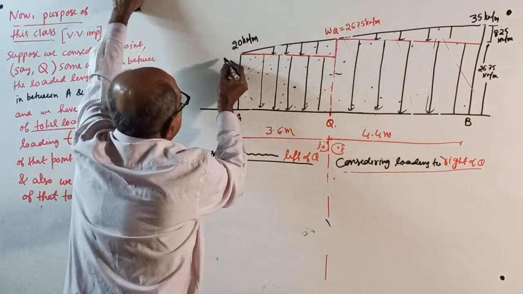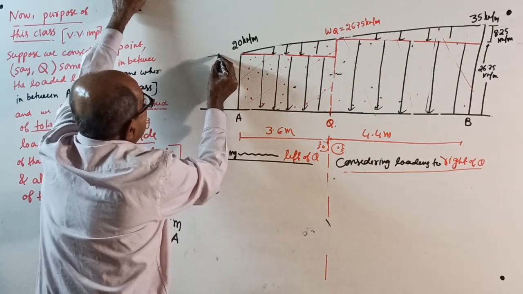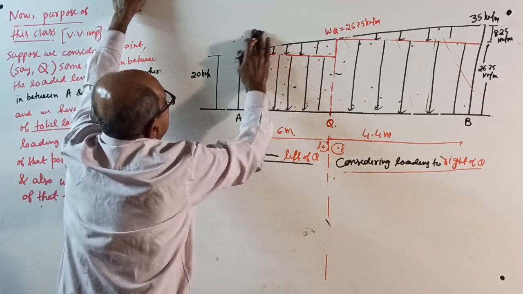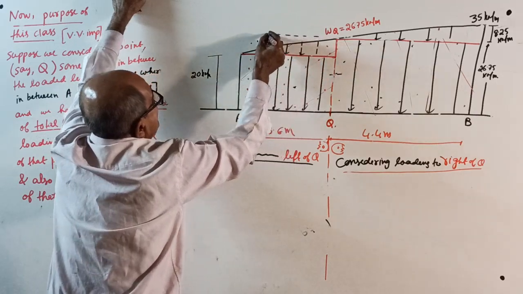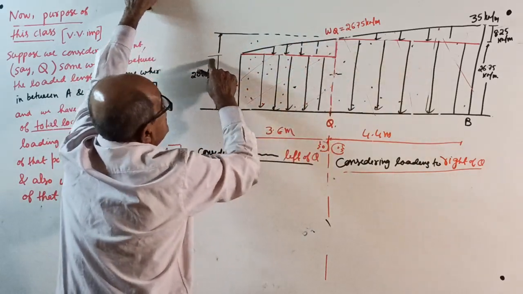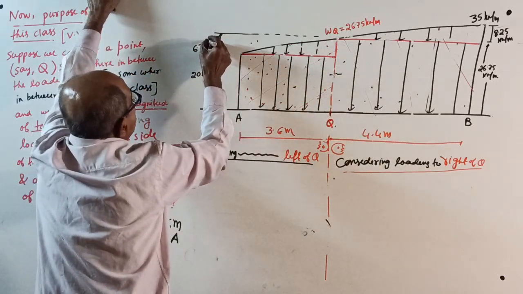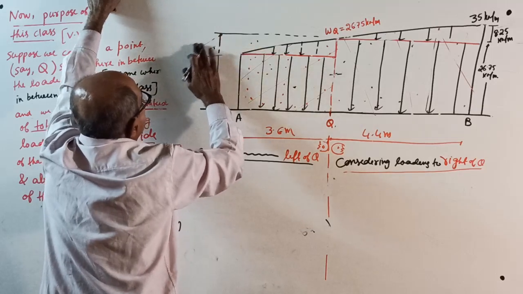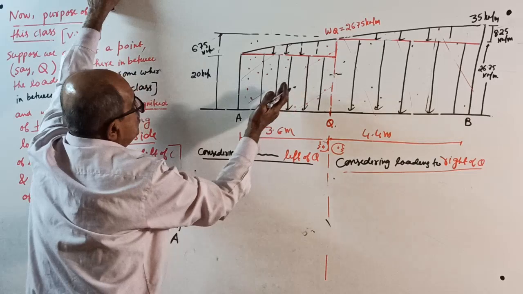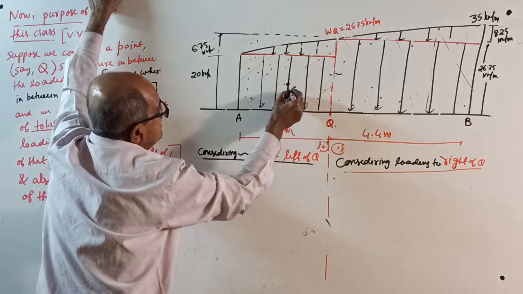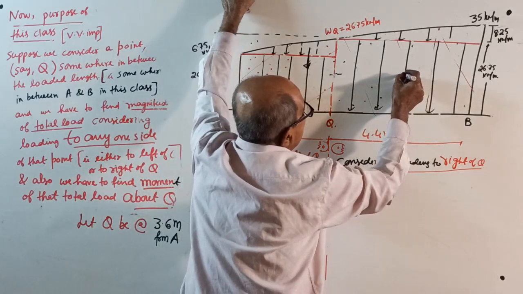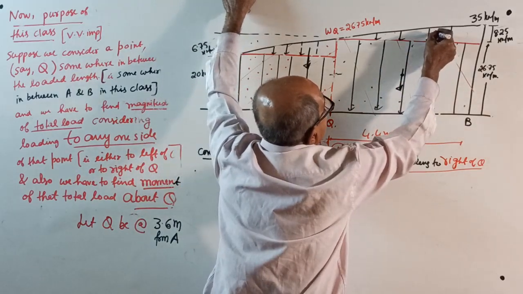Now, here, this intensity is UDL 20 kilonewton per meter. And this intensity, that is, this height is 26.75 minus 20, which is 6.75 kilonewton per meter. Now, total load, see, this load will act back at the center. The triangle will act at 1/3, 2/3 from here. That much you know now. This rectangle will be at the center. The triangle will be at 2/3 from here.